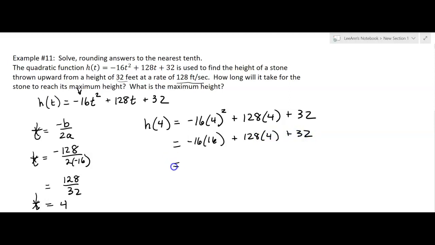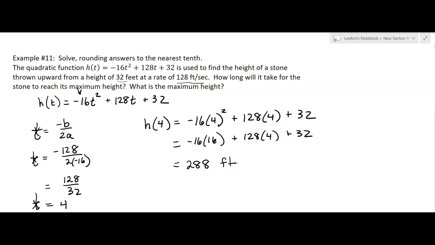And you could put that all in a calculator. Negative 16 times 16 plus 128 times 4 plus 32. What do I get? 288. Oops, 288. So, and that's feet.